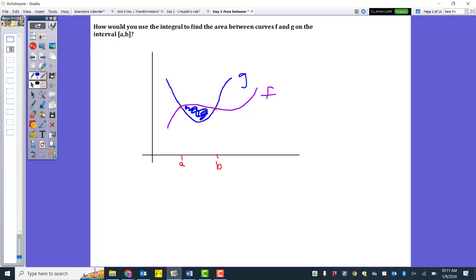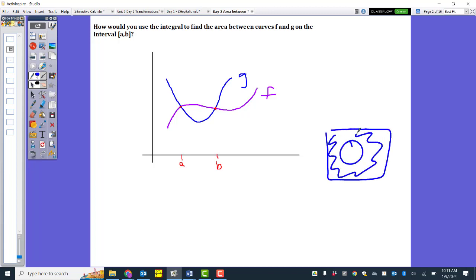So if we think back to our geometry days, and we're finding the area of a shape inside of another shape, like let's say we had a square and then a circle, and we want this area right here. Well, what we do is we do the area of the square minus the area of the circle, and that would give us the area of the leftover space.